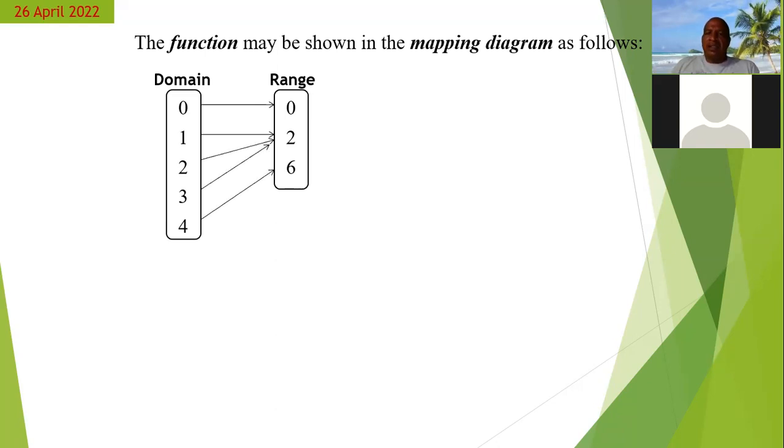Now, if we go back to what the definition of a function is, we say that each element in the domain will be mapped onto one and only one element in the range. Now, the question is, from this mapping, can you say that this mapping fits the definition of a function? Each element in the domain maps onto one and only one element in the range. With that said, would you say that this mapping is a function? Anybody?